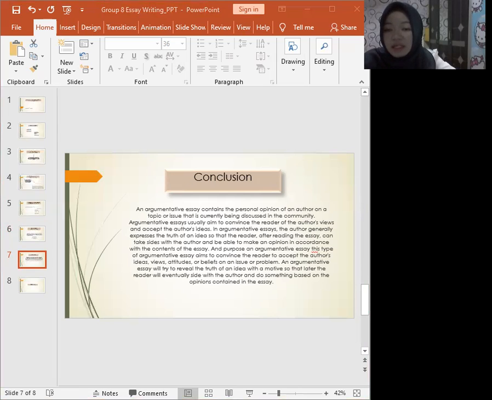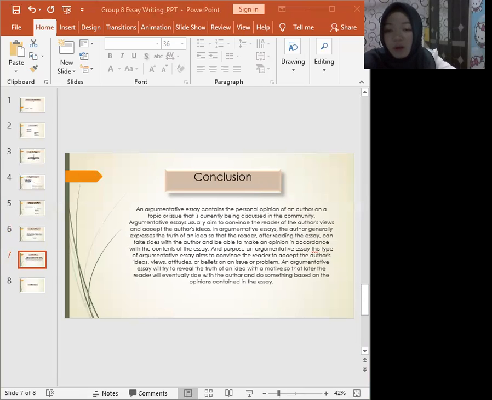Argumentative essays usually aim to convince the reader of the author's view and accept the author's idea. In an argumentative essay, the author generally expresses the truth of an idea so that the reader, after reading the essay, can take sides with the author and be able to form an opinion in accordance with the contents of the essay and propose an argumentative essay.